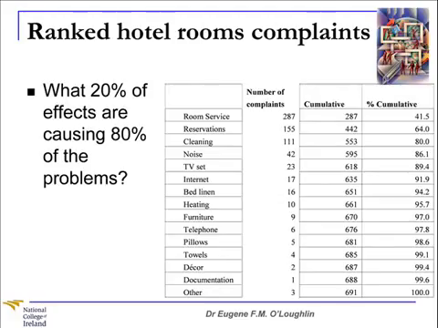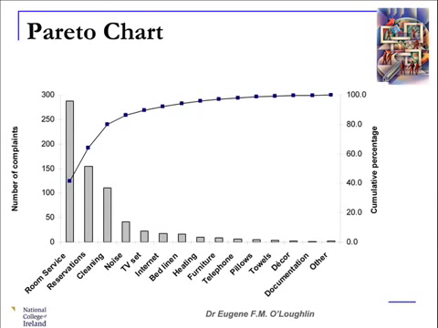When we draw a Pareto chart based on these data, this is what we get here. We've got our number of complaints down along the left hand side. We can see, for example, room service, which is 287 complaints, and the bar for that listed in grey here. And we plot the number of complaints in each category in a descending order by frequency until we get down to the end, documentation and other.